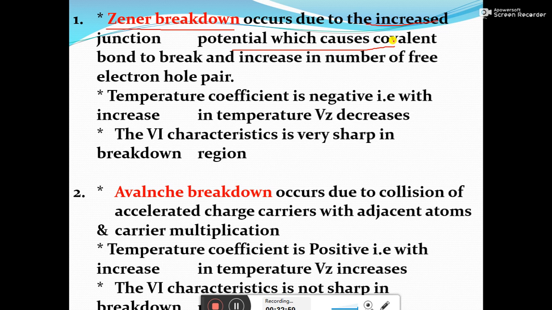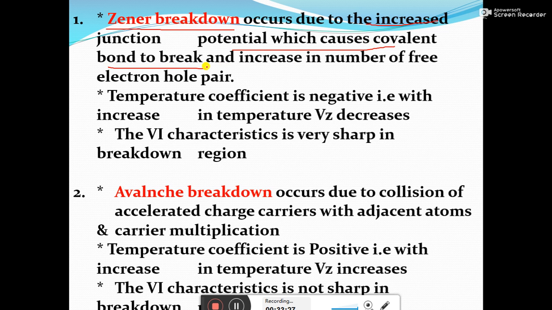Whenever we operate the Zener diode in reverse bias fashion, as the reverse bias is increased, the junction potential also increases. After certain limits, the same increased junction potential causes the covalent bond to break.